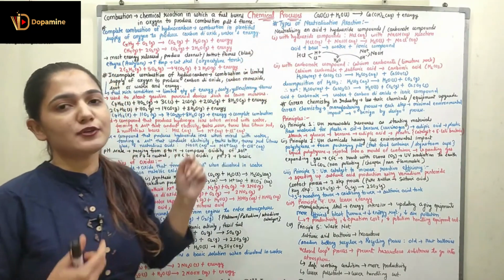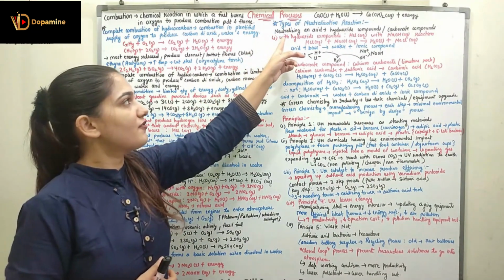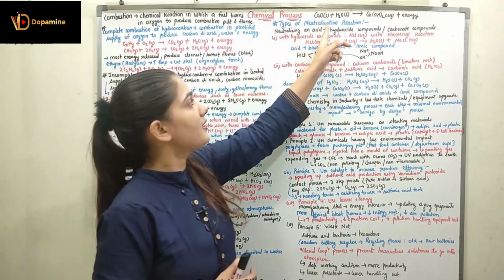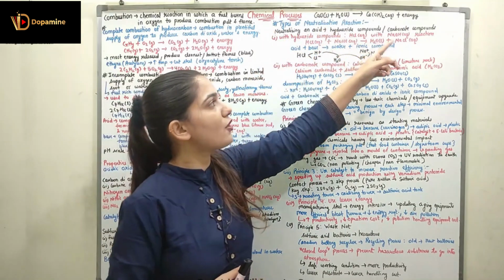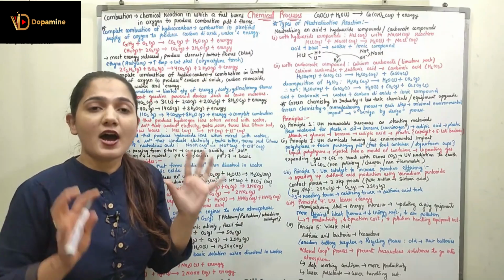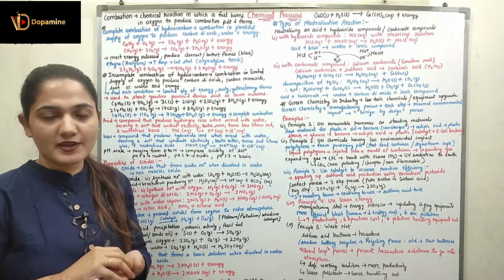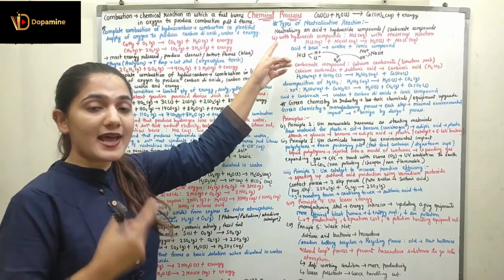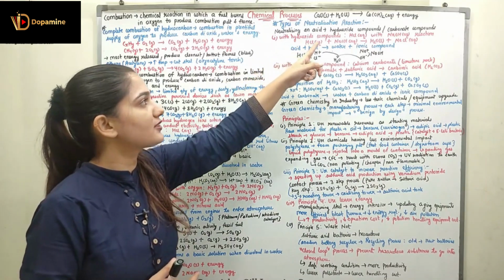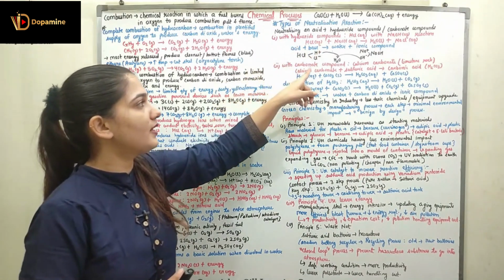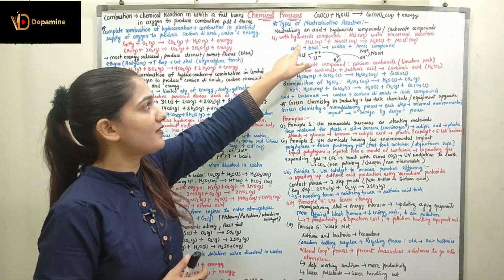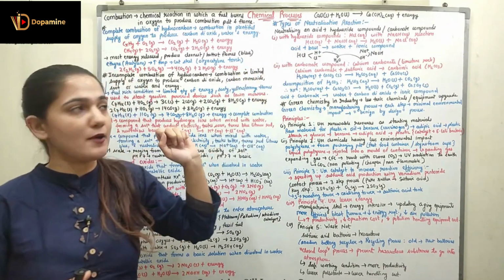Coming to the types of neutralization reaction. First of all, we have neutralization of an acid, right? Hydroxide compounds or carbonate compounds are used for the neutralization of an acid. Now we are going to discuss in detail how acids are neutralized with hydroxide compounds and how with carbonate compounds. First of all, we are going to discuss the neutralization of acids with hydroxide compounds, right?